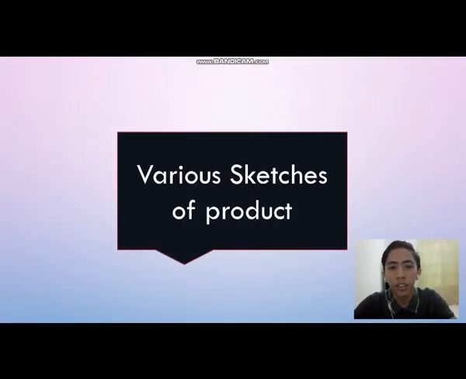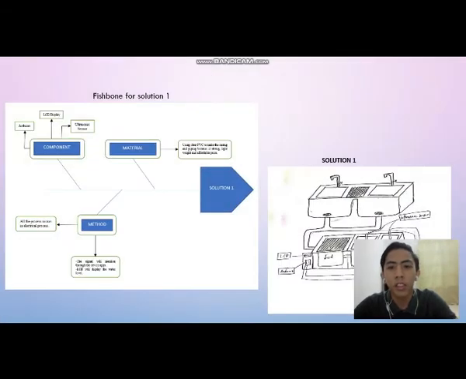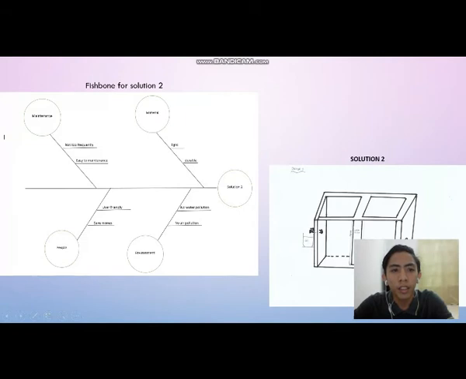Next are various sketches of the product. This is the sketch for solution 1, which is by Fong. This is the fishbone diagram for solution 1, and this is the design for solution 1. Next is the fishbone diagram for solution 2, which is proposed by me, and this is the design for solution 2.